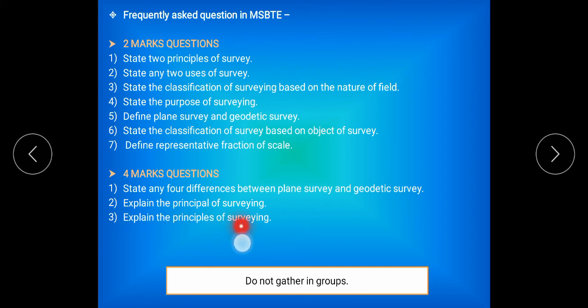All these questions are frequently asked in the final MSBTE exam for the basic surveying subject in the first topic, overview and classification of survey. So here we finish our first topic, overview and classification of surveying of the subject basic surveying. In the next lecture we start our second topic.